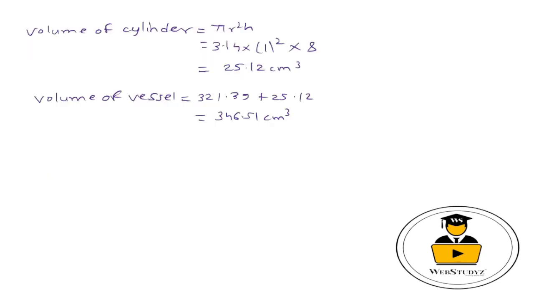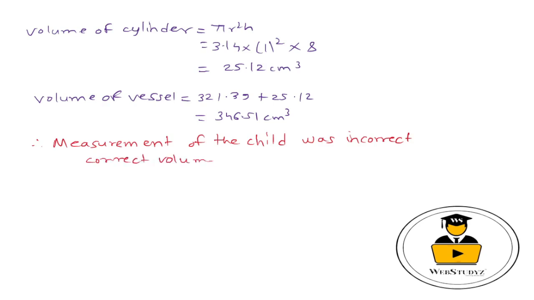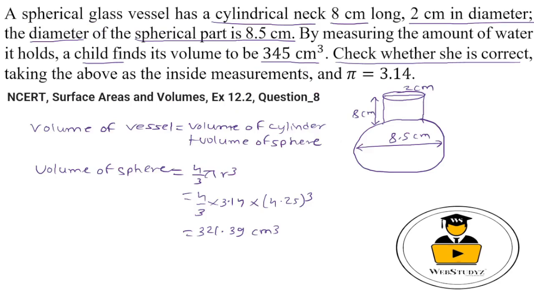But we have found it as 346.51. So therefore, we can say that the measurement of the child was incorrect. The correct volume is 346.51 centimeter cube. So in this question, we have used the concept of volume of cylinder and sphere to find out the volume of a spherical vessel.